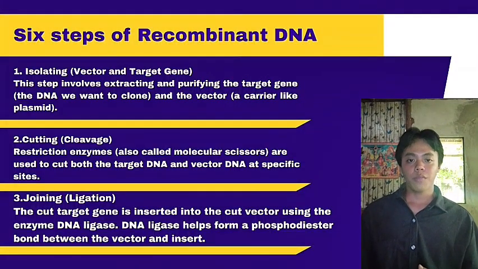Number 2. Cutting or cleavage. Restriction enzymes, also called molecular scissors, are used to cut both the target DNA and the vector DNA at specific sites. Number 3. Joining or ligation. The cut target gene is inserted into the cut vector using the enzyme DNA ligase. DNA ligase helps form a phosphodiester bond between the vector and insert.